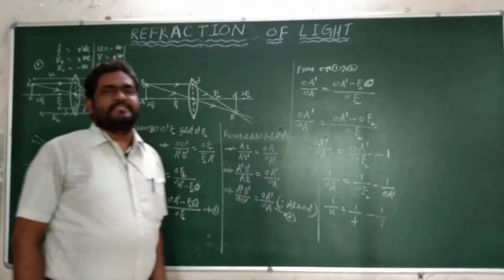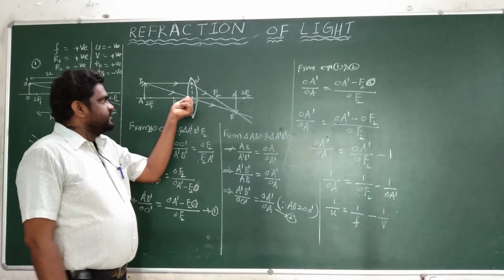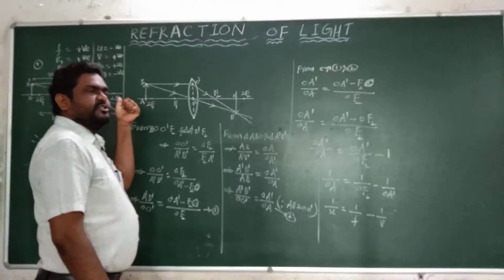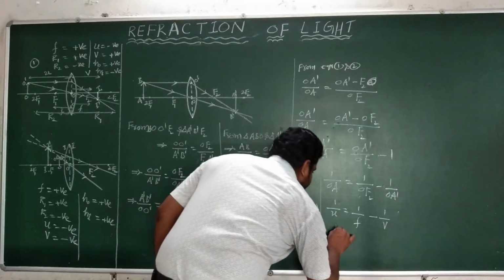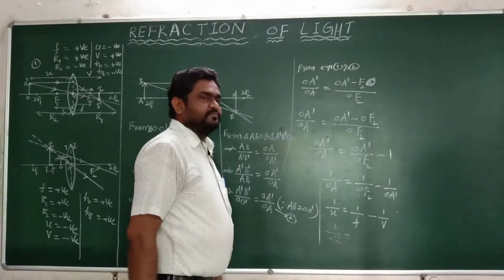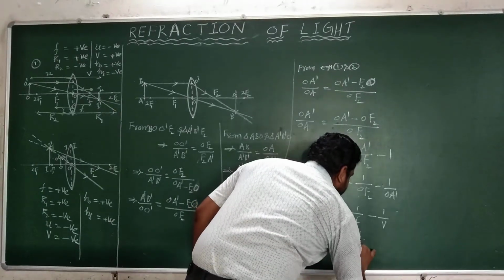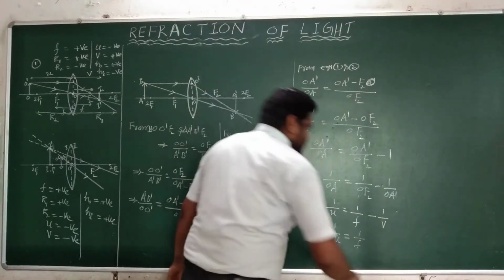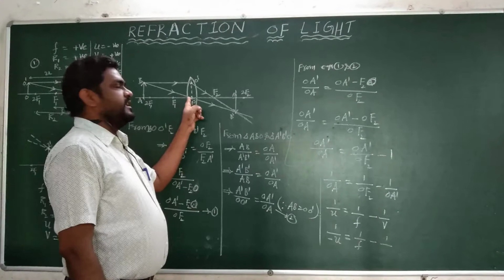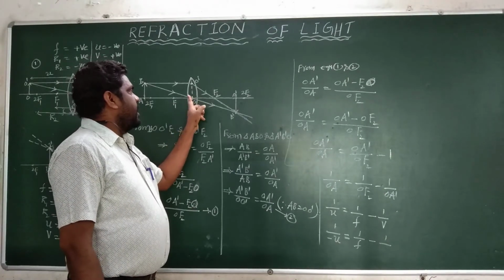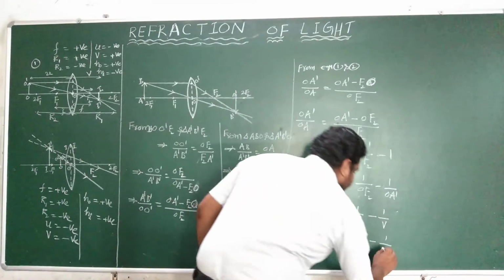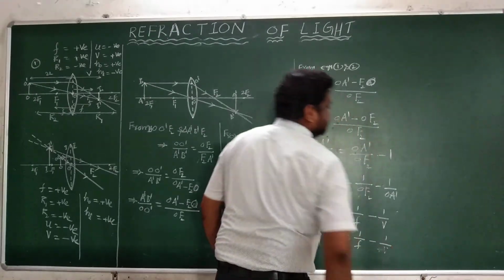Now we have to apply the sign convention. U is measured from O, but the incident ray is like this. We measure opposite to the incident ray, so it is negative. 1 by minus U equals 1 by F. F is positive for the convex lens. Minus 1 by V. We measure the image distance from the optical center to A dash along the direction of the incident ray, so this is plus V.